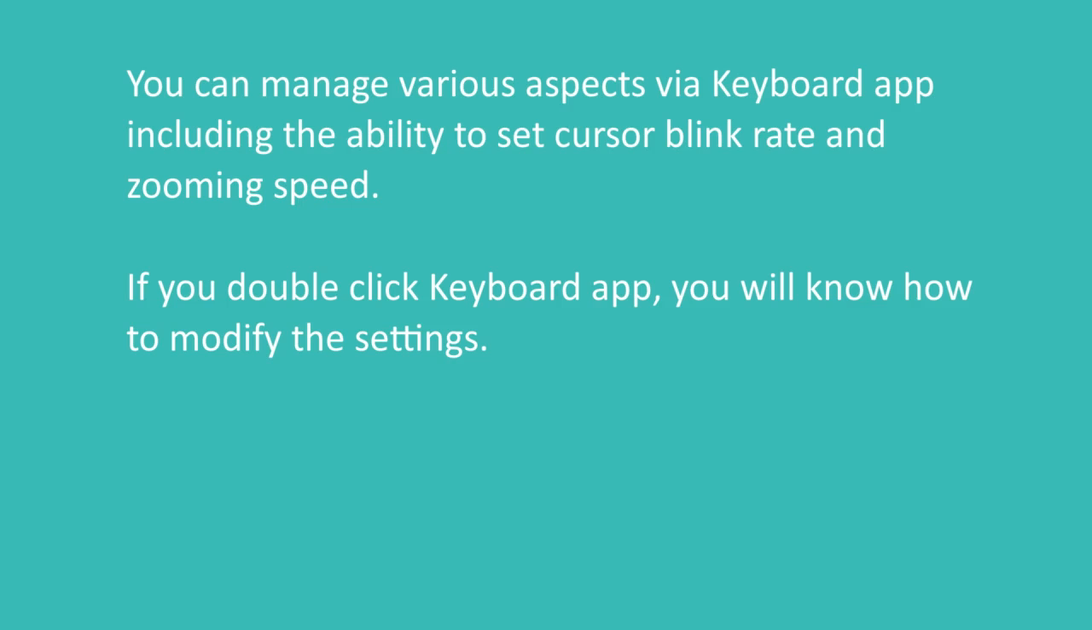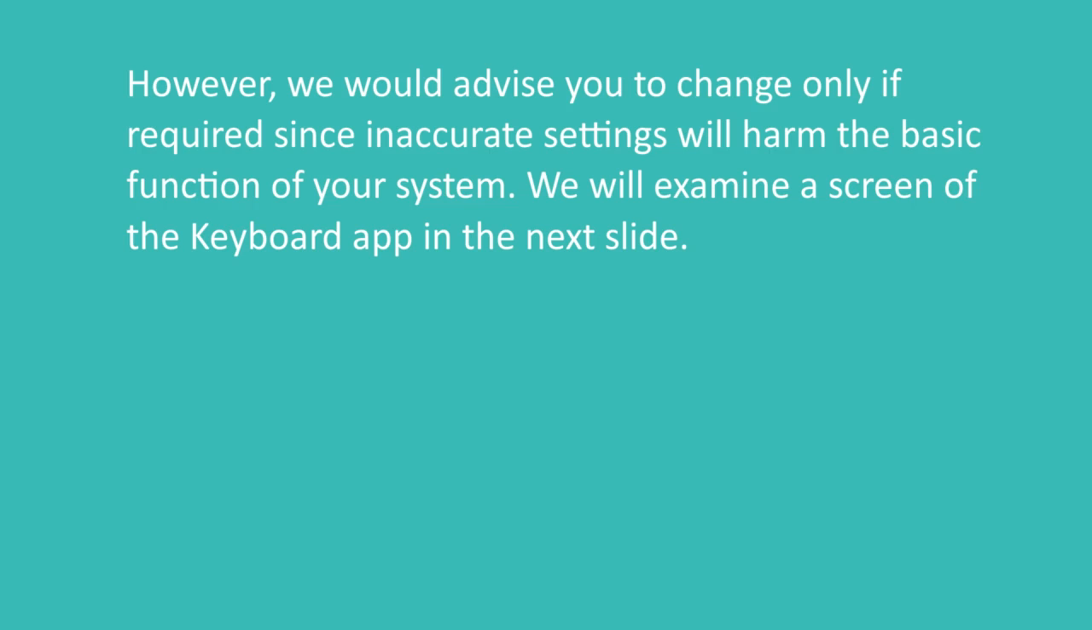You can manage various aspects via the keyboard app, including the ability to set cursor blink rate and zooming speed. So if you have installed a keyboard, then you can change the cursor blink rate and zooming speed from the control panel. If you double click the keyboard app, you will know how to modify the settings.